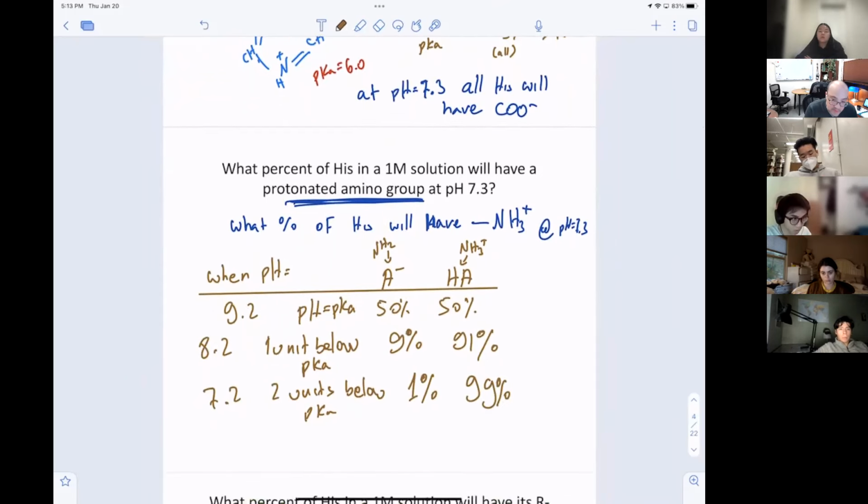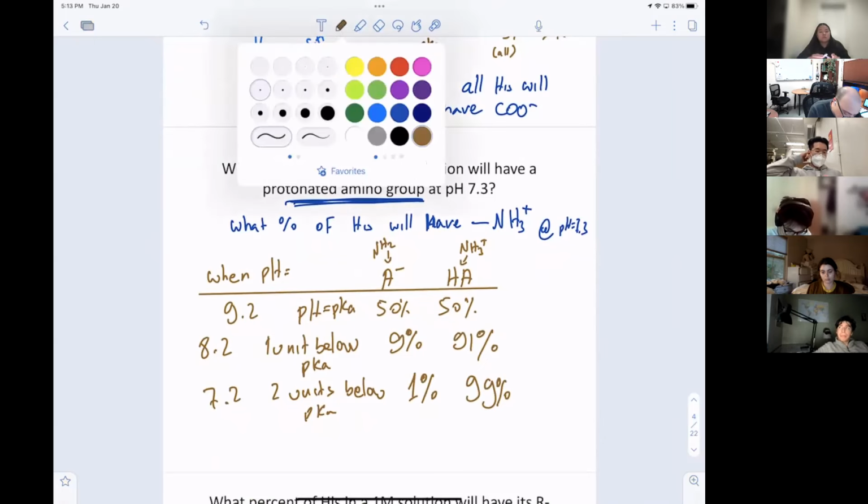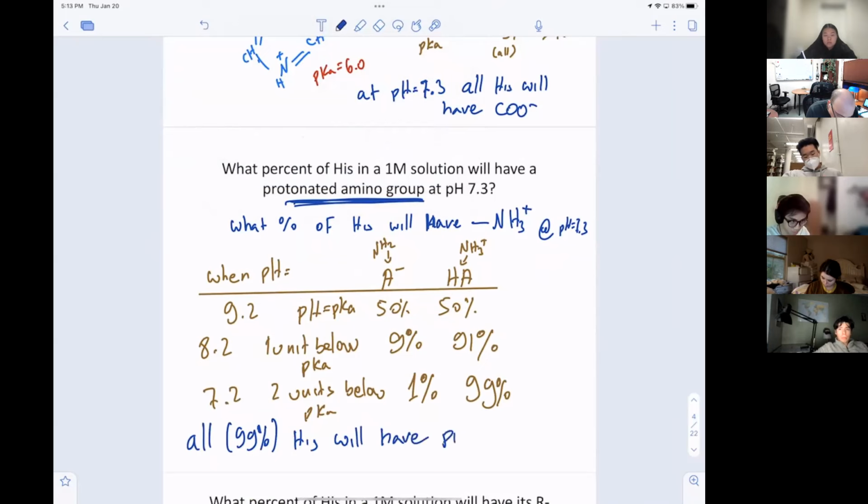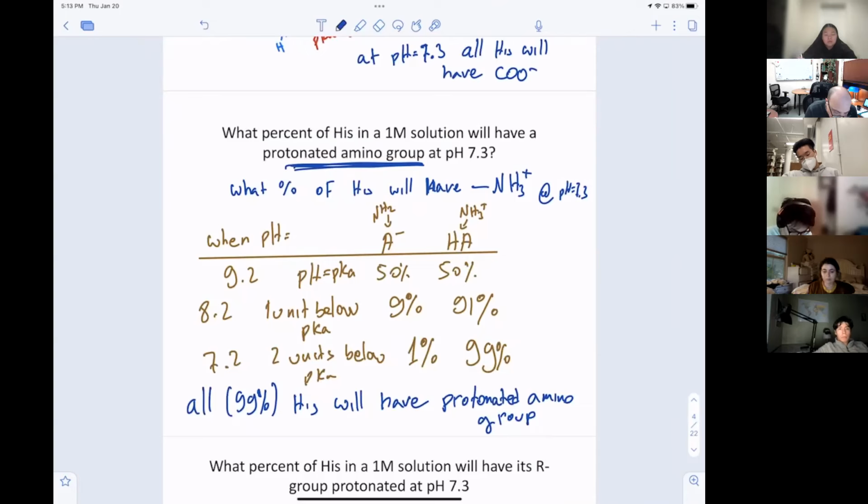So assuming that all is 99%, and 7.2 is very close to 7.3, right? It's not exactly the same, but it's close enough to say that it's a little bit above. So we can say that all, 99%, of histidine will have a protonated amino group. Right? And we actually need to say that this is true for 7.2, but it's true also for 7.3 because it's very close to 7.2.